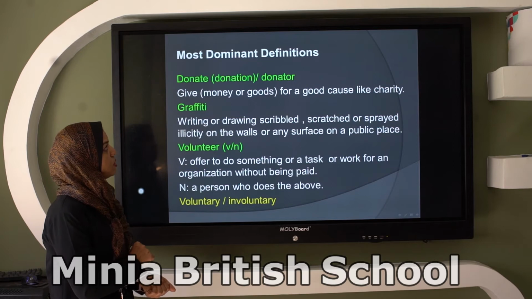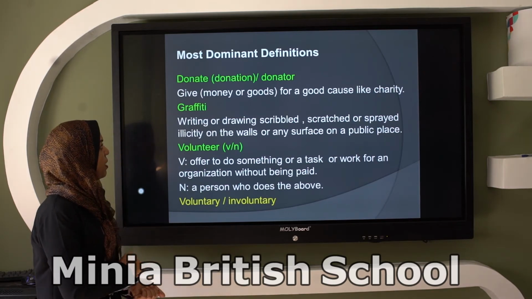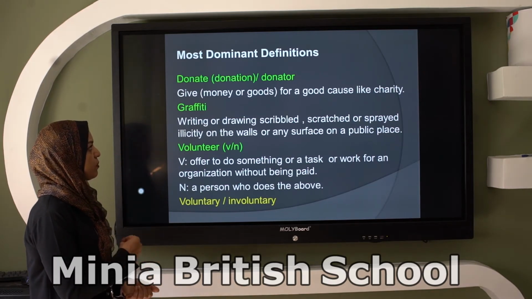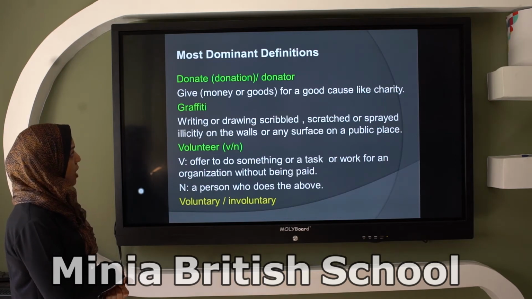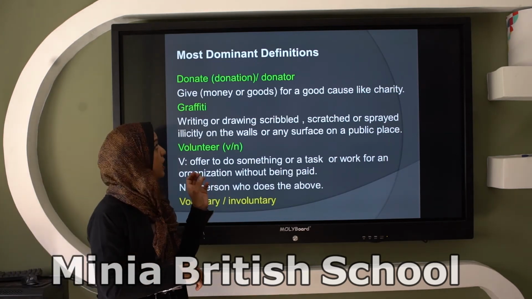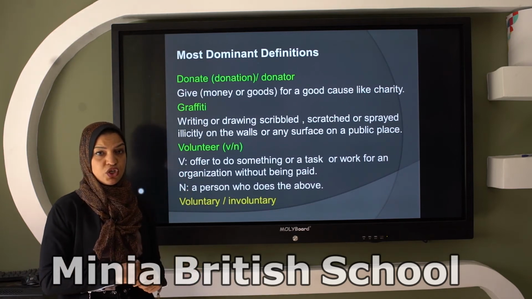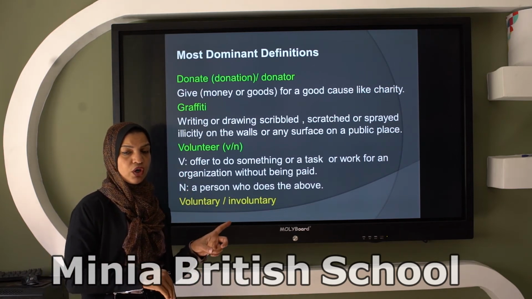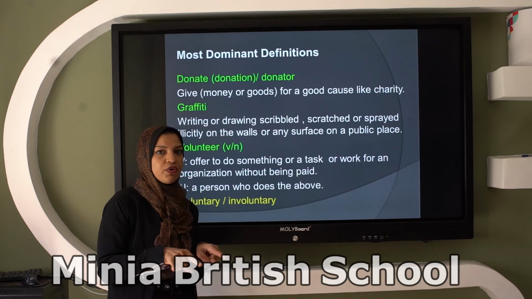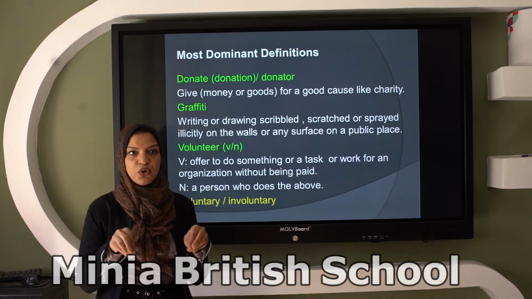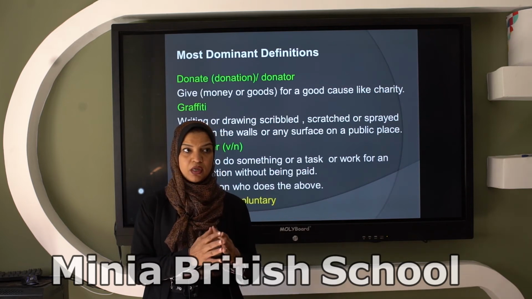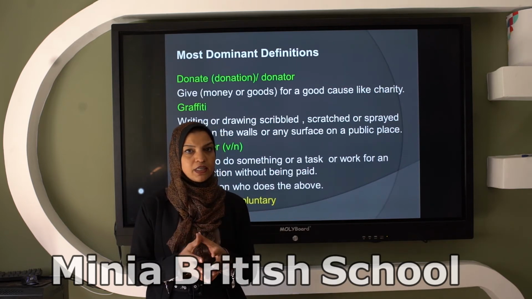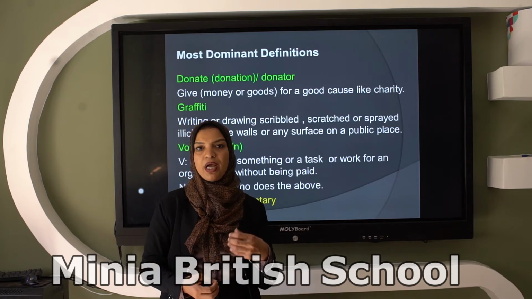Now, the next definition. We've got the verb donate. The noun of donate is donation, and pay attention that we may have a donor or a donator. So both are correct. If we are talking about the person who donates his blood, for example, to blood banks, in this case, he's going to be a donor or a donator.